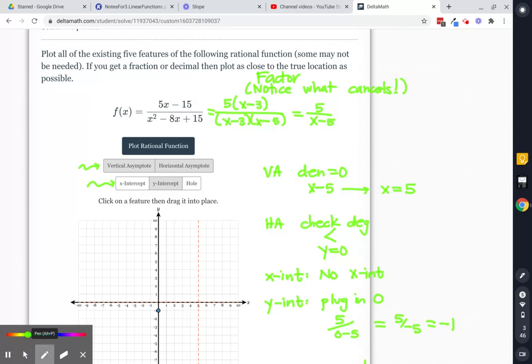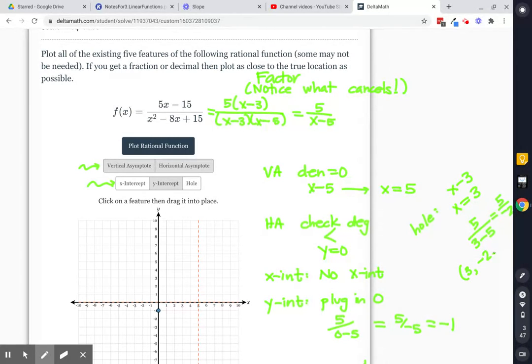And then last but not least, I need to figure out where I have a hole. And remember, that comes from what I canceled. So I canceled x minus 3. So I have a hole with an x value of 3. My y value is at 5 over 3 minus 5, which equals 5 over negative 2, which is 3 for x, negative 2.5 for y.